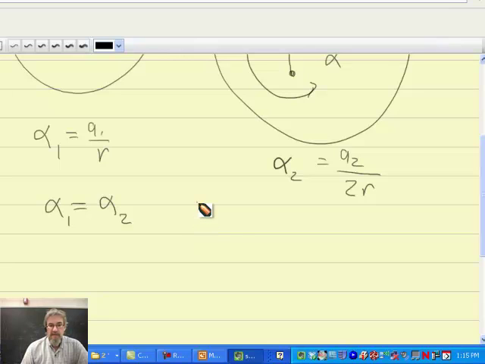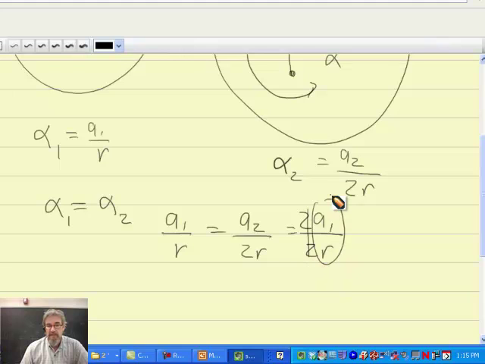Well, if alpha 1 equals alpha 2, that means A1 over R would be equal to A2 over 2R. Well, the only way that that can be true is if A1 twice is what A2 is, because then the 2's would cancel out and you'd have the same angular acceleration, A1 over R. So that means 2A1 is what A2 is.